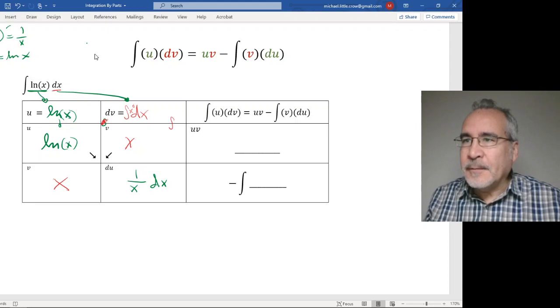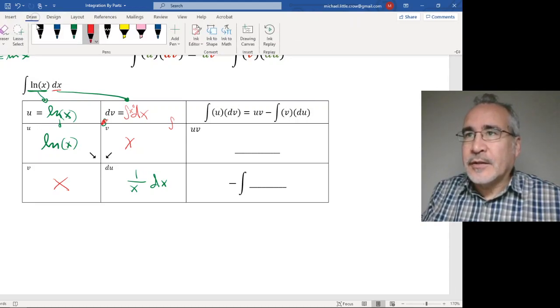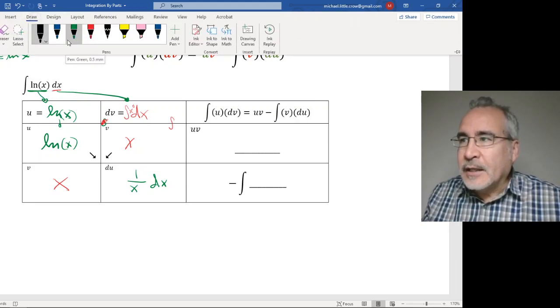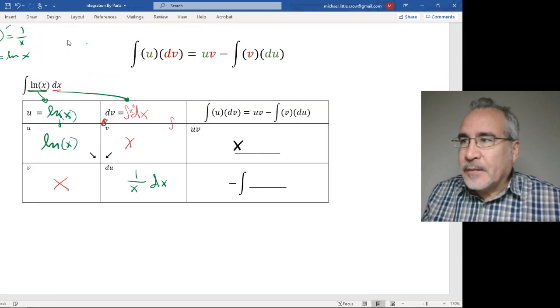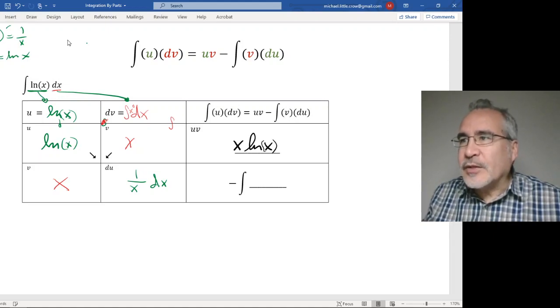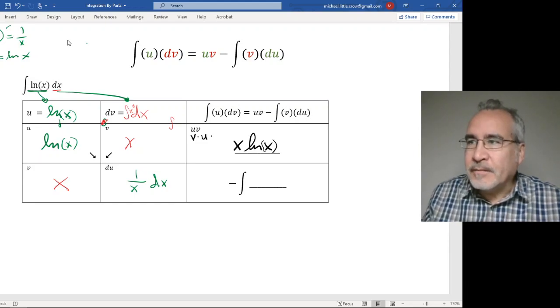We take u times v. Now I'm going to move the x in front. I'm actually going to do v times u because it looks weird if you do natural log of x. So I'll change to black ink. So we've got x times natural log of x, because everything's together. Okay, so I switched orders, which is a little confusing. I really did v times u because I can. Even though the formula says uv, this is the same thing.